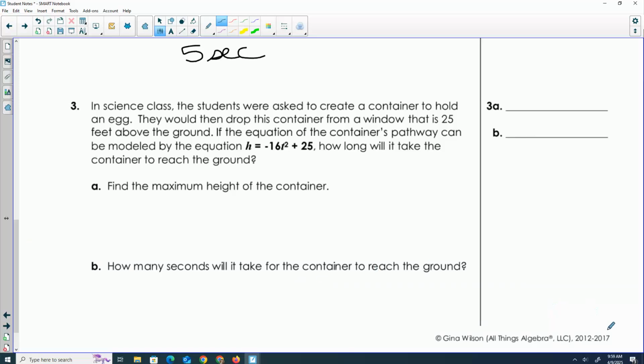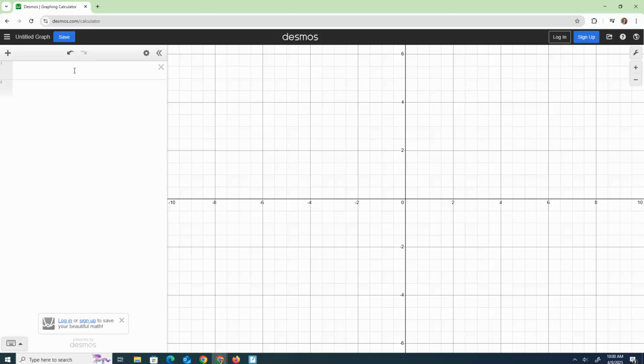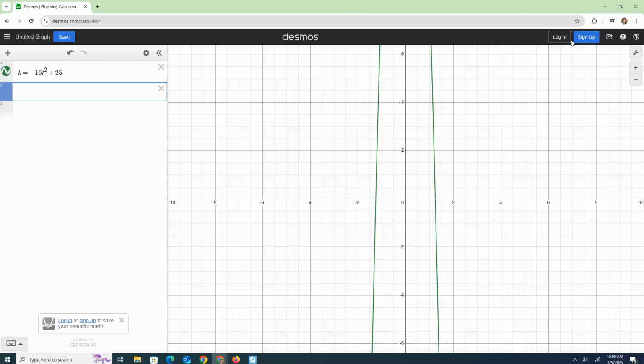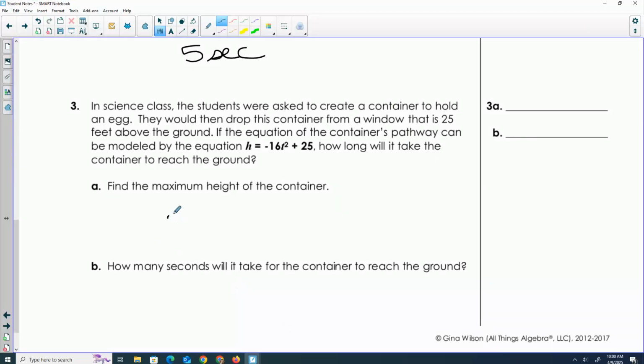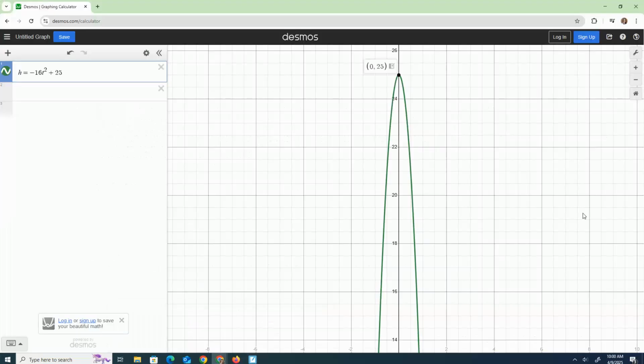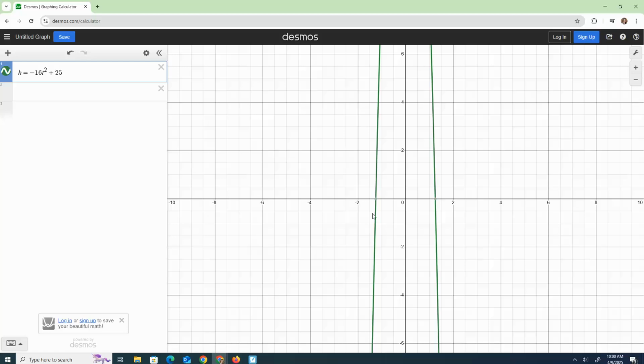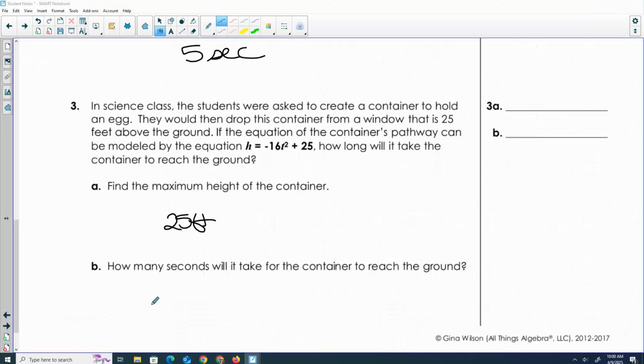Try one more. Do number 3. H equals negative 16t to the second plus 25. The maximum is just your high point. So did you guys all get 25? And when it hits the ground, so if I'm looking, reset it here, when it hits the ground, obviously can't be a negative time, so we're looking for the positive, and that is 1.25 seconds.